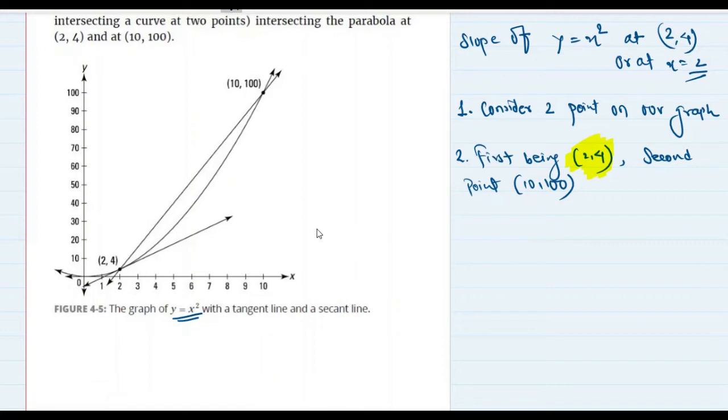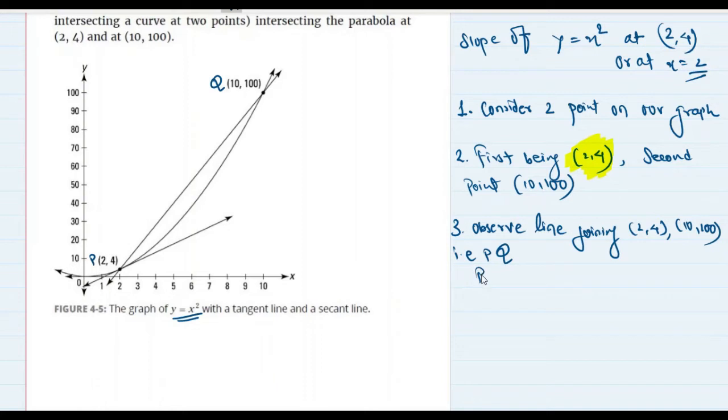Now observe the line joining 2 comma 4 and 10 comma 100. What I'll do is I'll name this point as P and this point as Q. That is PQ. Now what is PQ? PQ is a secant. You know what is a secant?